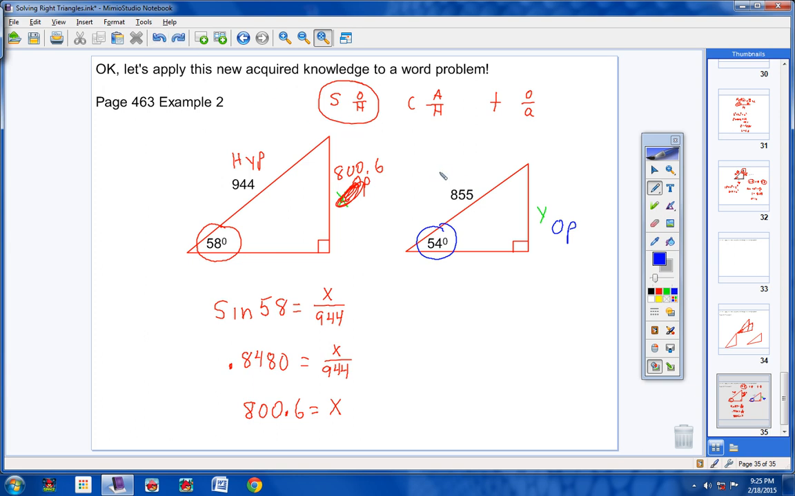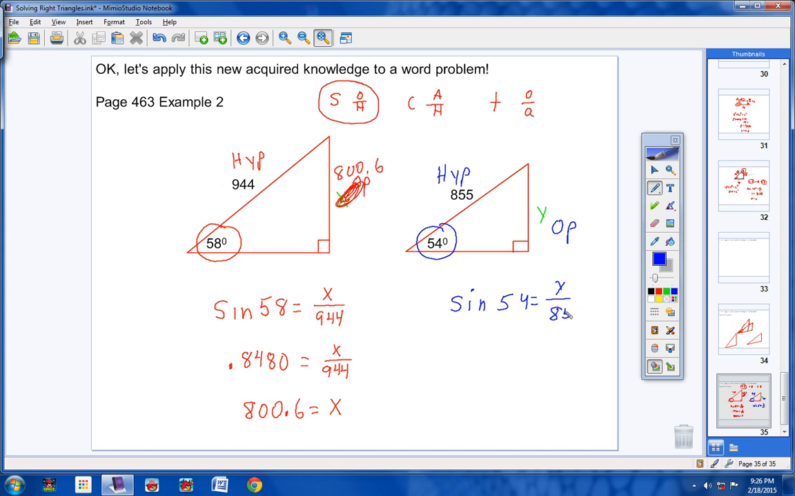There's really no need to worry about the other side because look, this is the side I'm looking for, so I have to use opposite. Hypotenuse is one of the sides that I know the length of, so I'm going to use hypotenuse. So I'm looking for a trig ratio that has opposite and hypotenuse. Sine does. So sine of what angle? 54 degrees equals opposite over hypotenuse.